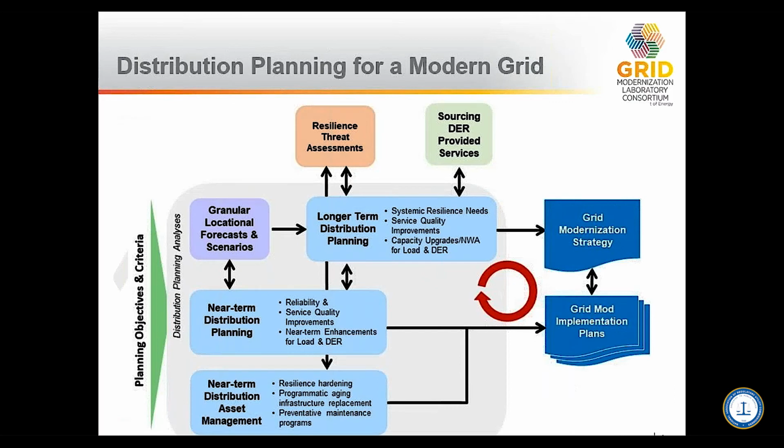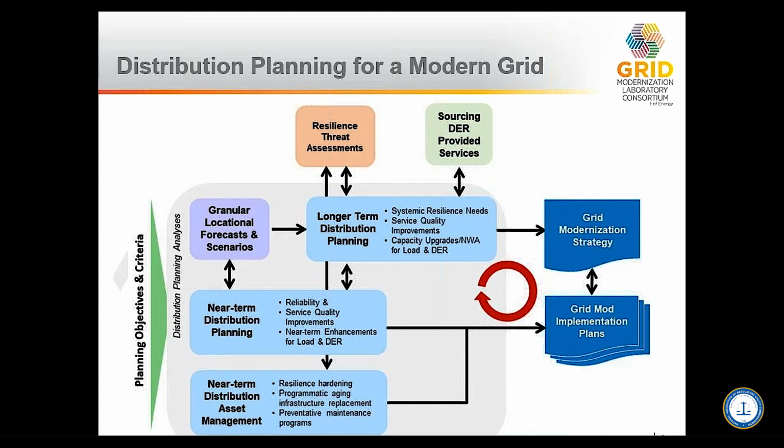So if we peel the onion back a little further, what I described was really started to describe multiple threads that lead to an overall distribution plan. In this case, what we're looking at is what are those elements of the planning process that feed into the grid modernization strategy, as well as overall distribution investments. But there are really three fundamental tracks that a utility takes with respect to planning.